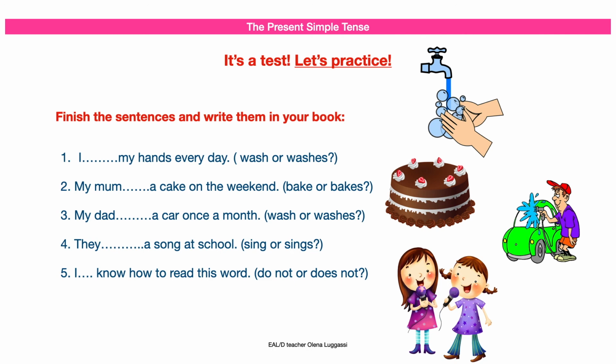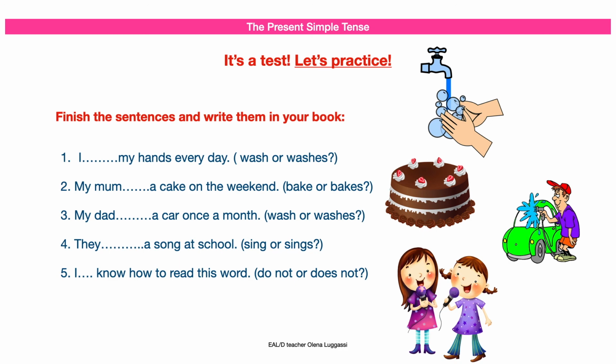Write it down. Sentence number 2. My mom a cake on the weekend. My mom bake a cake or my mom bakes a cake. Sentence number 3. My dad a car once a month. Wash or washes? My dad wash a car or my dad washes a car. Number 4. They a song at school. Sing or sings? They sing a song or they sings a song.